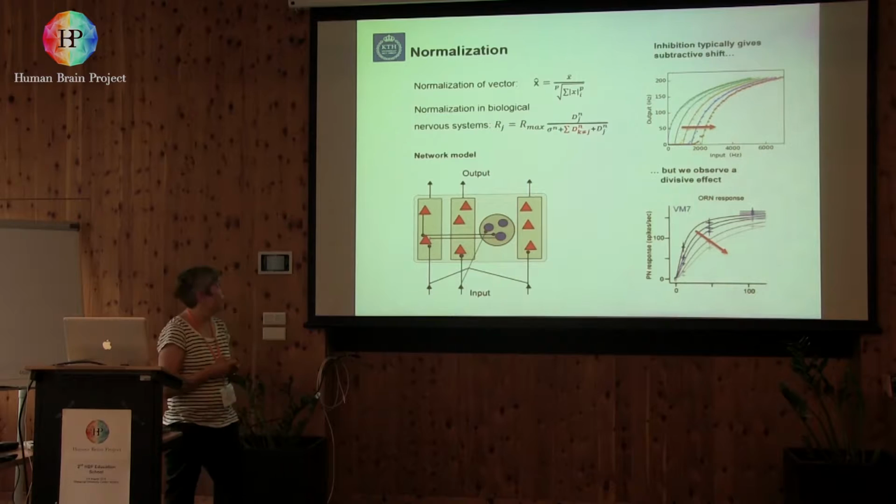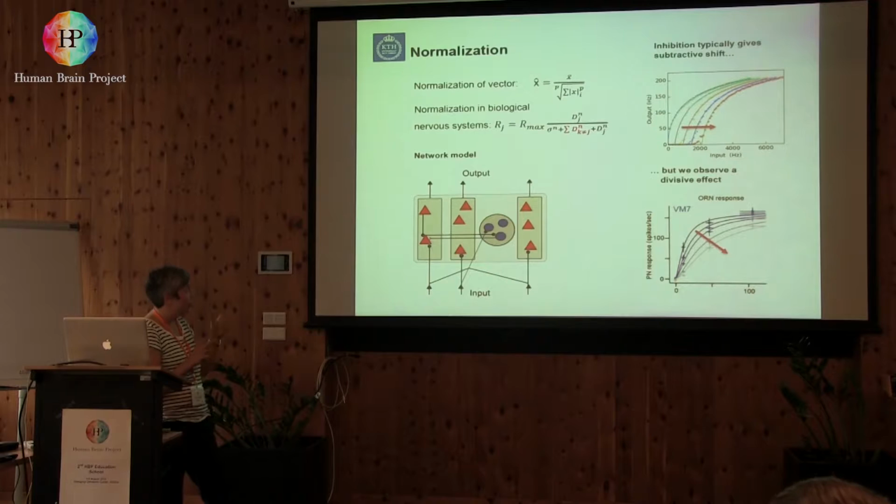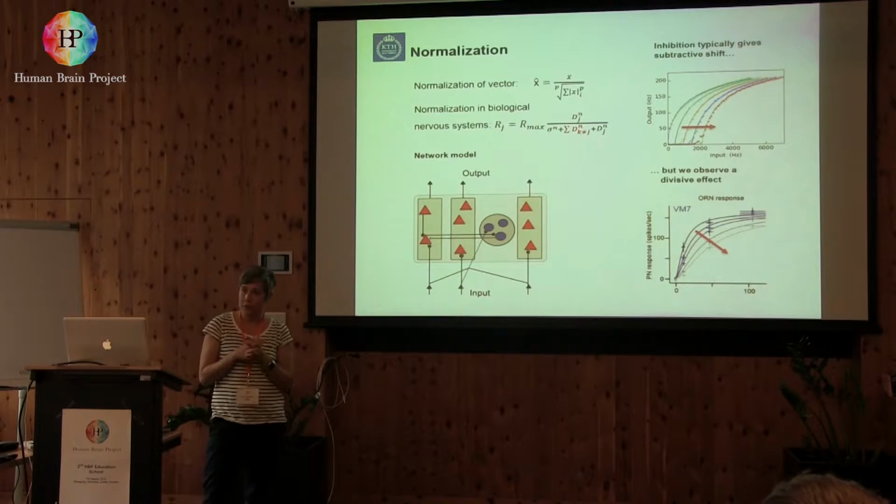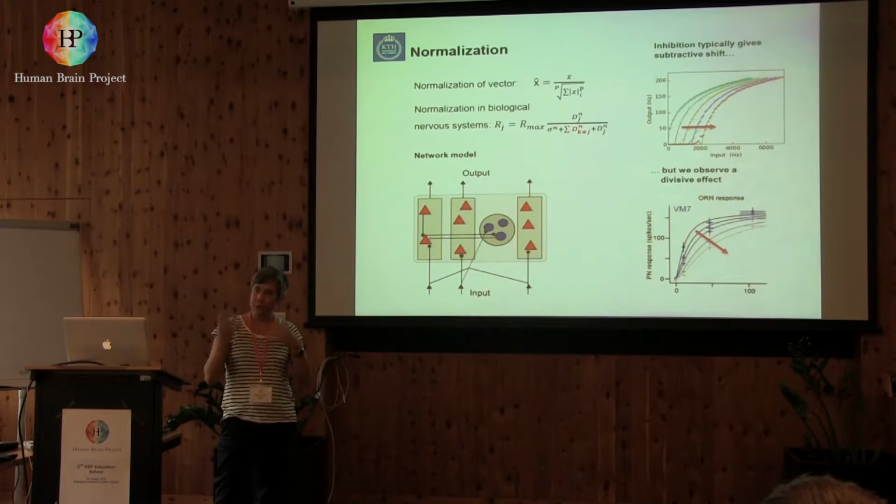So if you look at the second equation, this actually describes normalization in a neural system, where Rj will be the output from a single computational unit. This could be a neuron, this could be a group of neurons. And this would be modulated by input to some other computational units in the same group. And this is the red stuff you see there. So if you have more input to the other units, this will suppress the firing of your unit.